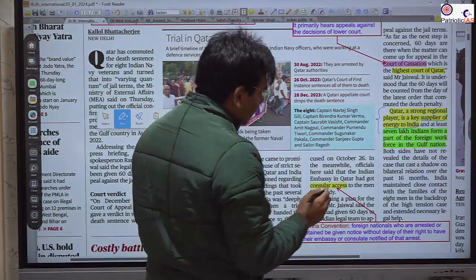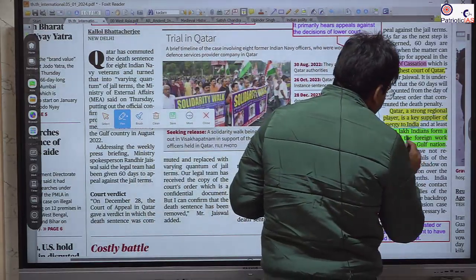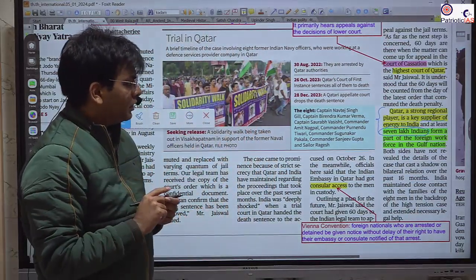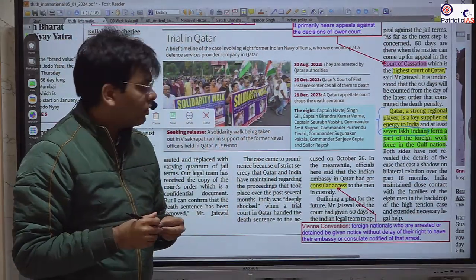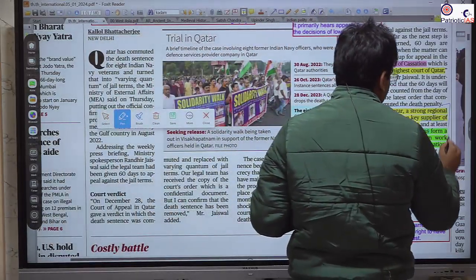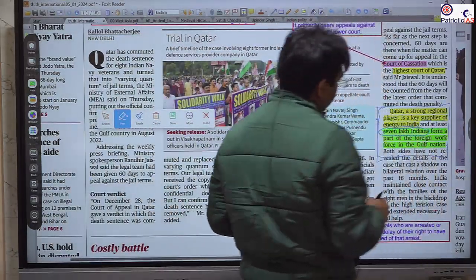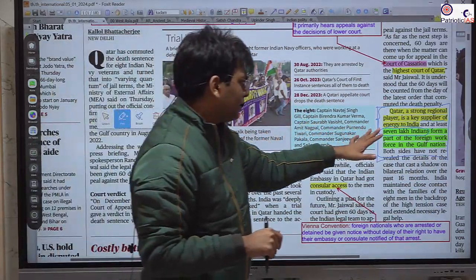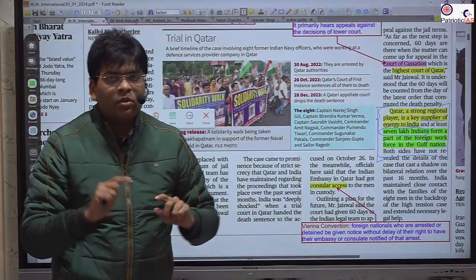Second thing is that 7 lakh Indians are employed in this particular region, so it is a good source of remittance to India. So whenever you have to write your answer for the mains with respect to India's relation with Qatar or West Asia, you should mention remittance. Remittance you should always mention.